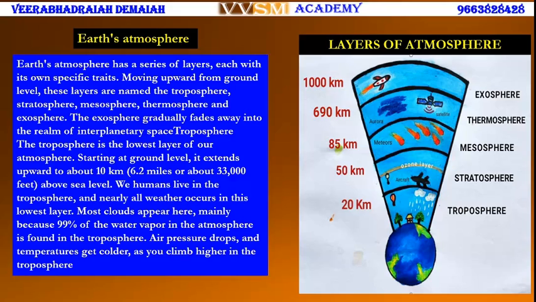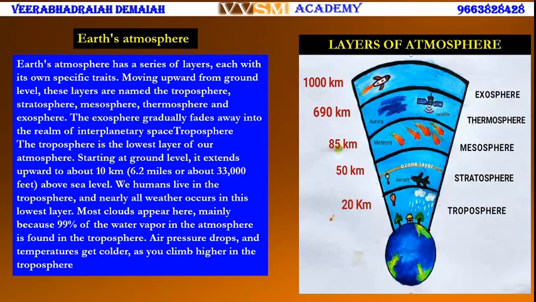Earth's atmosphere has a series of layers, each with its own specific traits, moving upward from ground level. These layers are named the troposphere, stratosphere, mesosphere, thermosphere, and exosphere. The exosphere gradually fades away into the realm of interplanetary space.